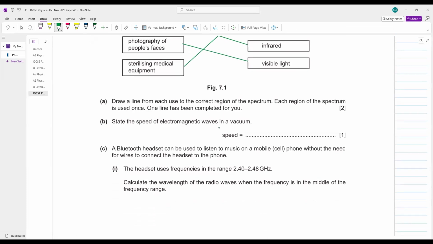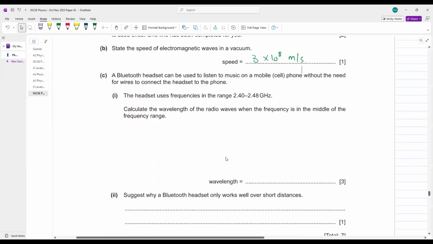State the speed of electromagnetic waves in a vacuum: 3 into 10 raised to the power of 8 meters per second. A Bluetooth headset can be used to listen to music on a mobile phone without the need for wires to connect the headset to the phone. The headset uses frequencies in the range of 2.4 GHz to 2.48 GHz.